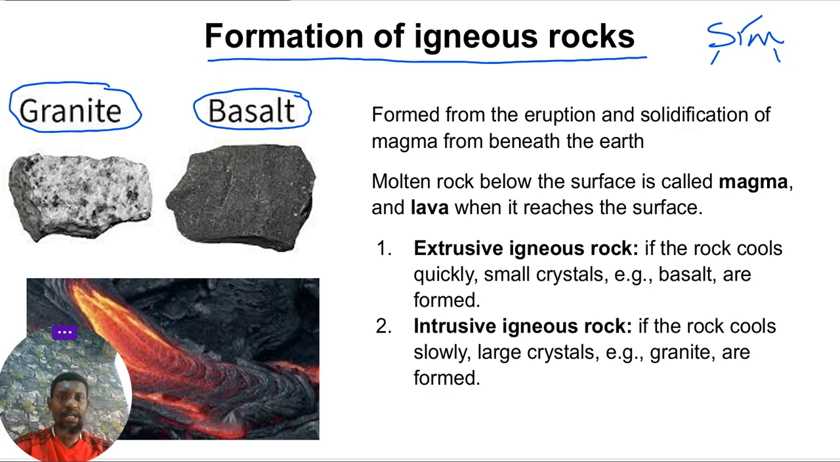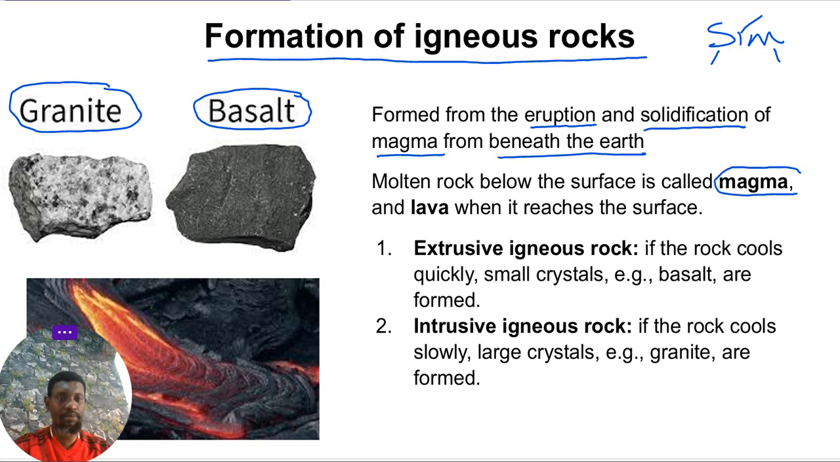Now, igneous rock is formed from the eruption. These are the key words: from the eruption and solidification of magma from beneath the earth. That is all you need to know. Now, molten rocks below the surface of the earth is what we call magma. Then once it erupts to the surface of the earth, it is now referred to as lava. Now, there are two forms of igneous rock, and the first one here is the extrusive igneous rock.